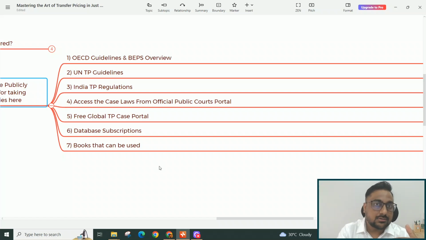In OECD also there are certain scenarios given as examples, for which they have also given solutions. That is important, and once you take positions, you should consider that part as well. India TP regulations we are going to discuss also, but when you are giving an advisory, you should always see the regulations as well. And access case laws from the official public court portal. Let me tell you one thing: you are not required to subscribe to any tax database or case law database for providing transfer pricing services.